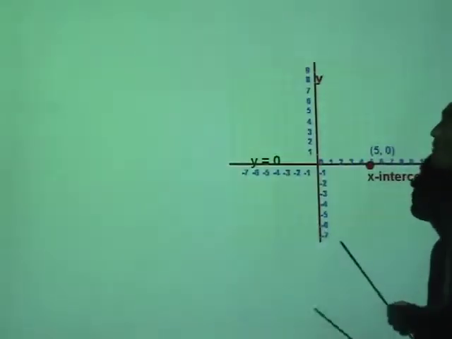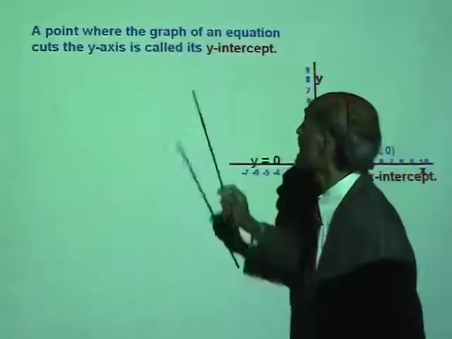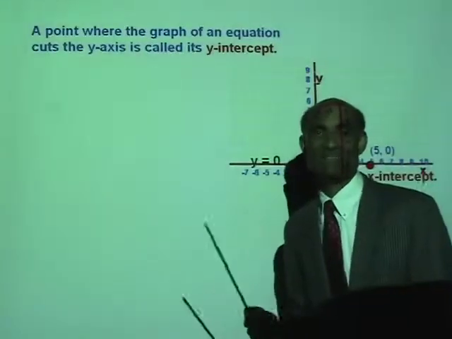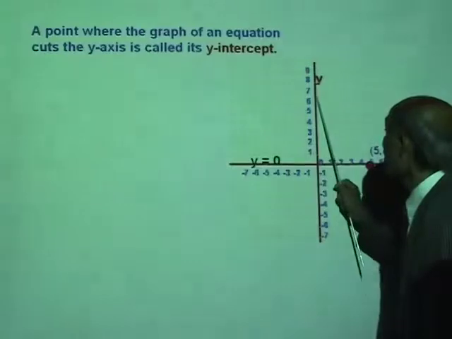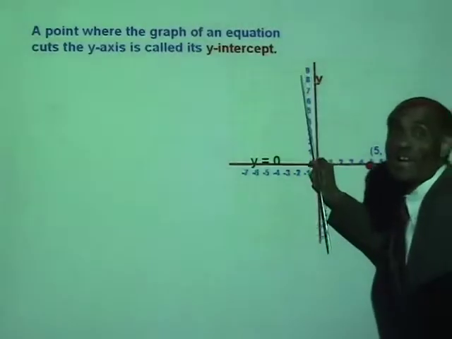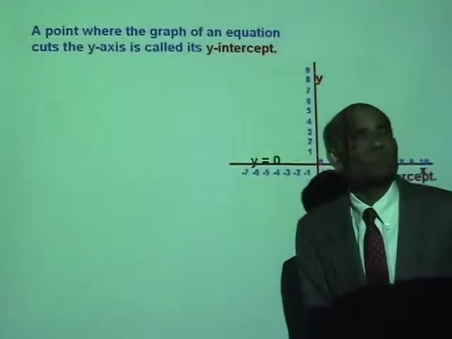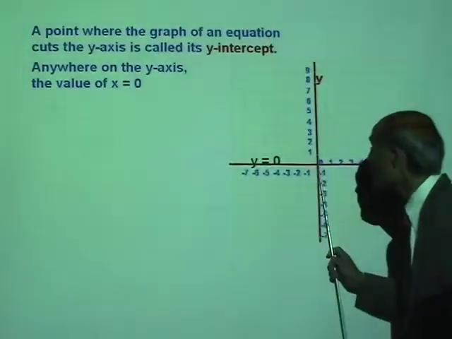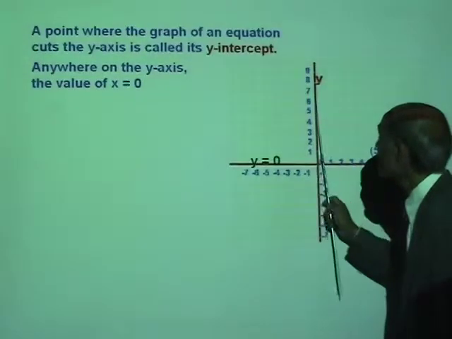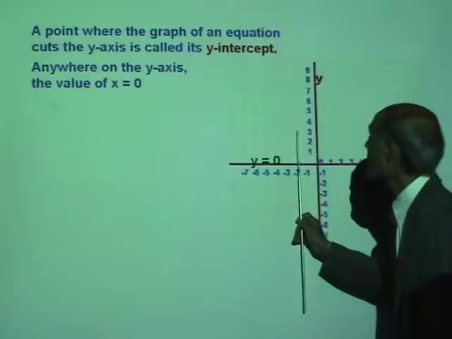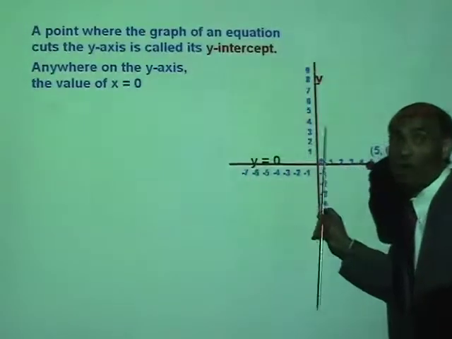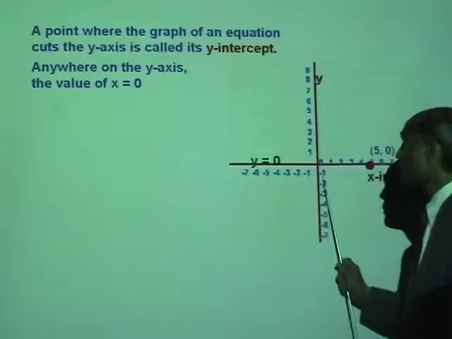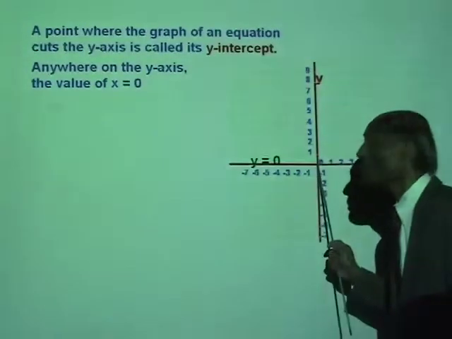Okay, let's now find the y-intercept. A point where the graph of an equation cuts the y-axis is called the y-intercept. Now tell me, what is the value of x along the y-axis? You go anywhere on the y-axis, what is the value of x? Anywhere on the y-axis, the value of x is 0. This is x equal to 0. So anywhere here, x equal to 0. X becomes negative 1, negative 2, negative 3 if you go to the left, positive 1, positive 2, and so on if you go to the right. But as long as you stay along the y-axis, the value of x is 0.